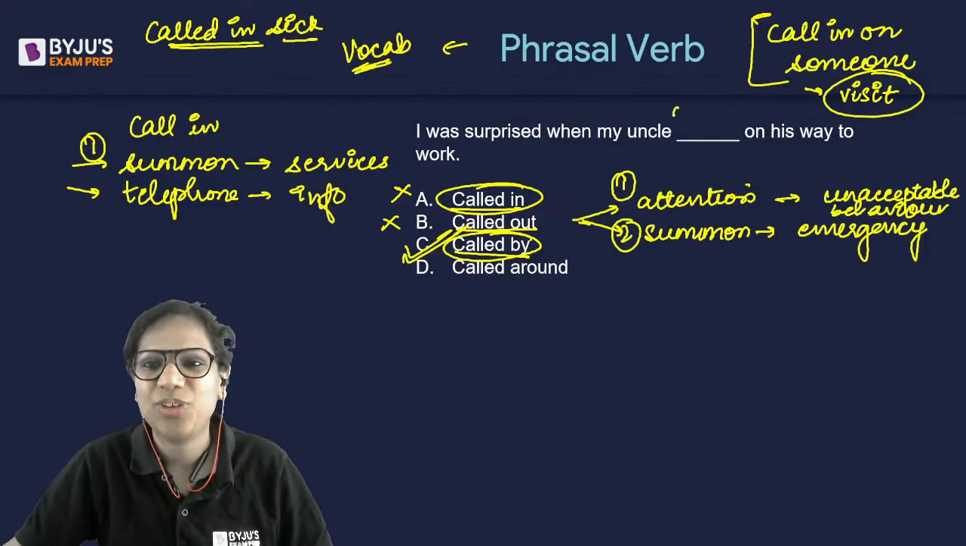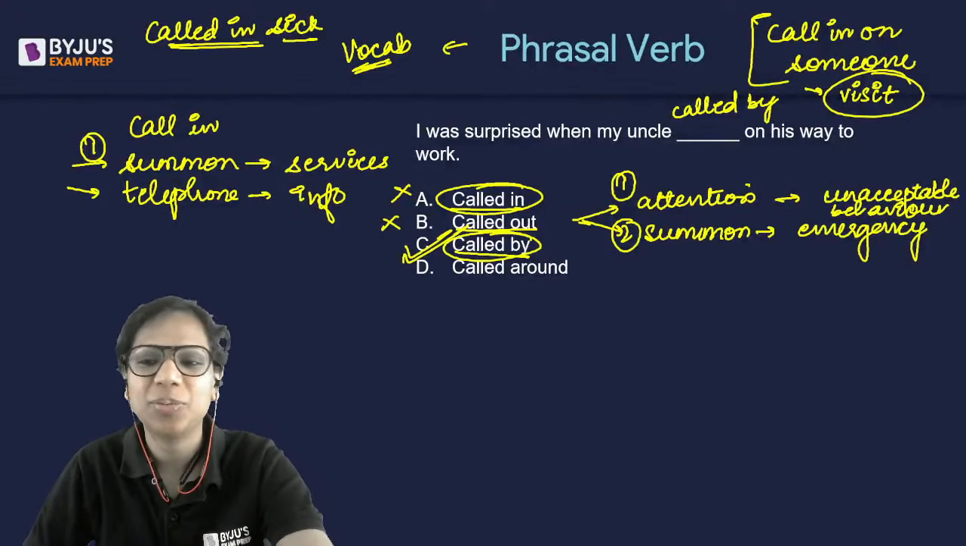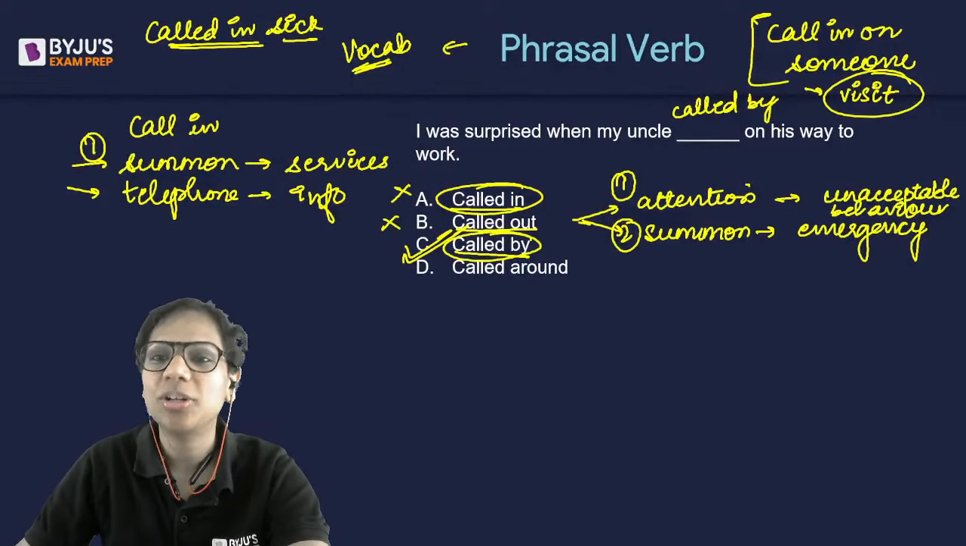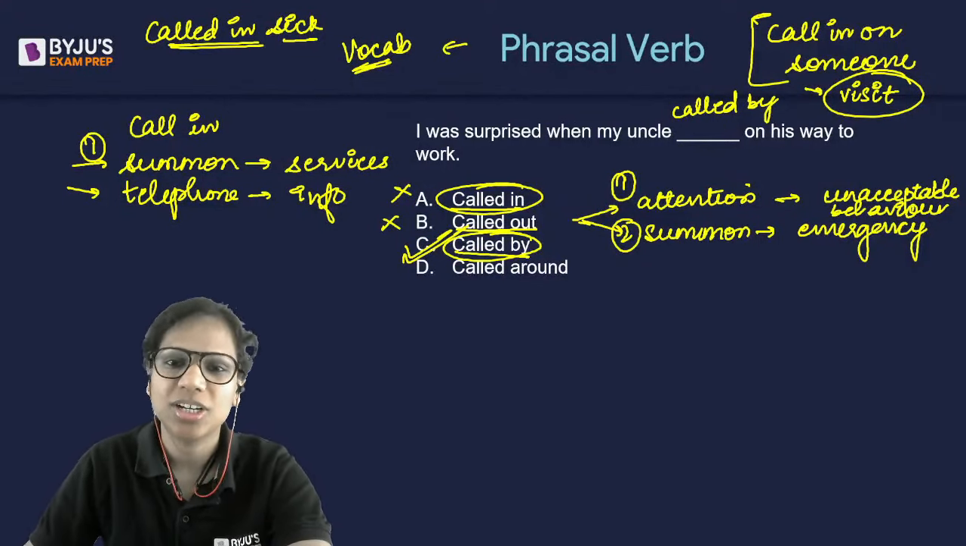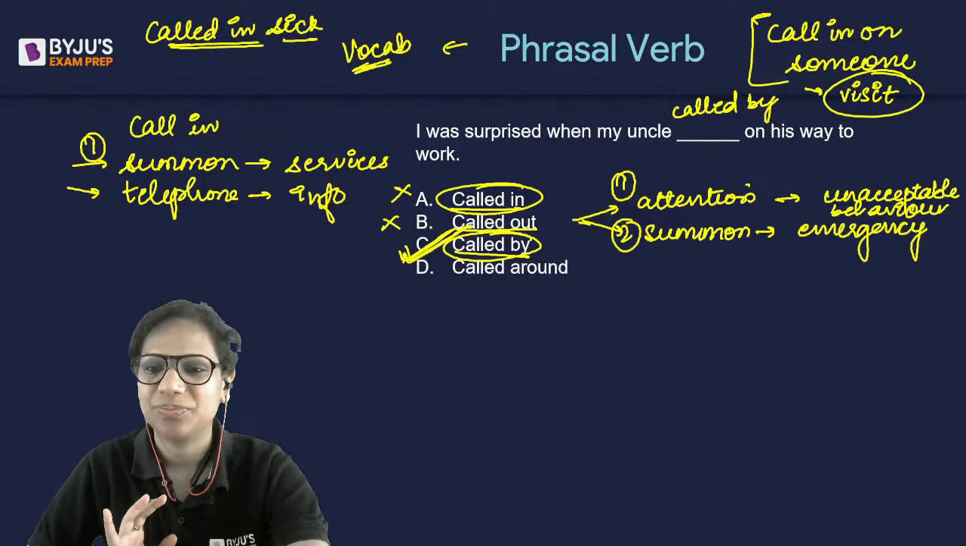Called by. When you just make a brief visit on your way to someplace else, that is when you call by a particular place. So he called by on his way to work. C is the answer here, neither A nor B, right?